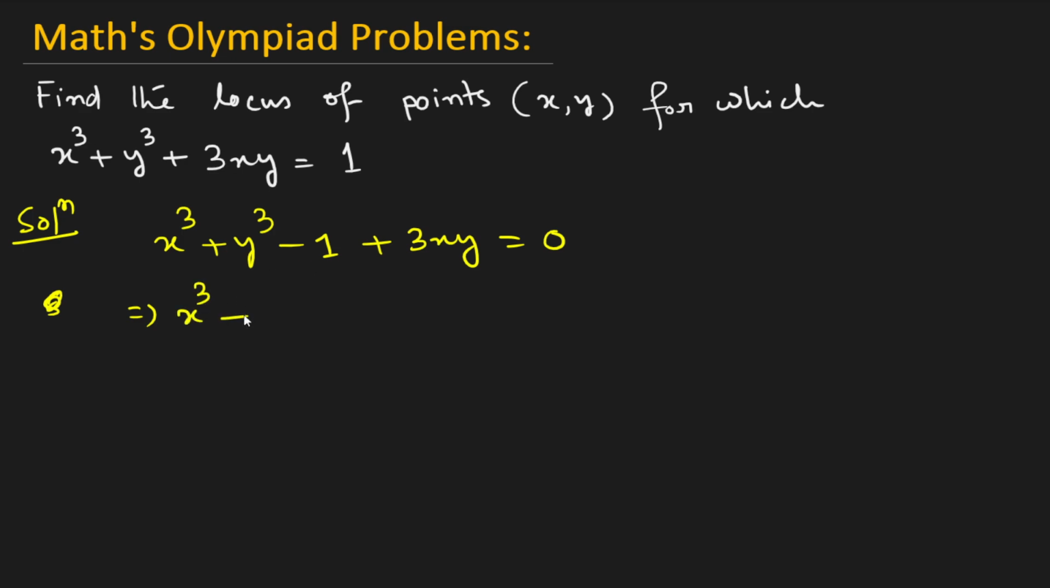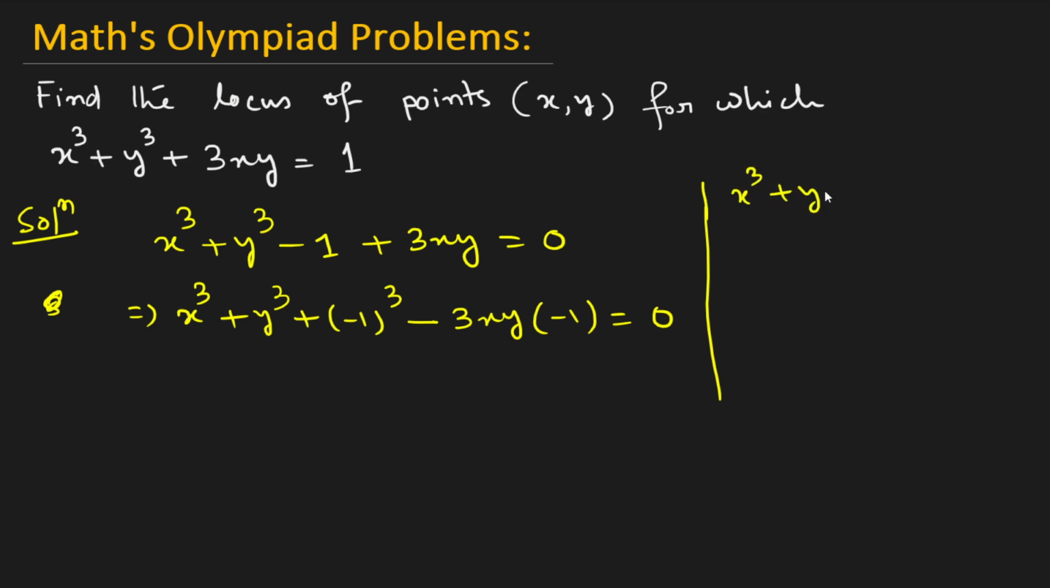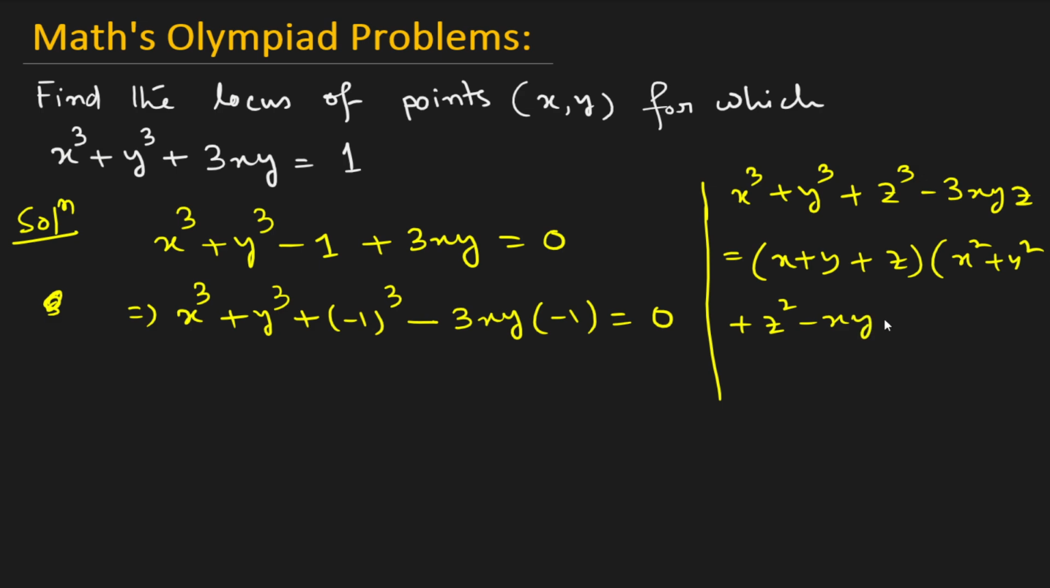Then this can be written like this: x cube plus y cube, and this minus 1 we can write as minus 1 whole cube. And this last term we can write 3 into x into y into minus 1, so that again minus minus will become plus. Now why am I writing it like this? Because there is one identity that we are going to use here. We know that x cube plus y cube plus z cube minus 3xyz equals x plus y plus z, and then x square plus y square plus z square minus xy minus yz minus zx. So this particular identity we are going to use here.